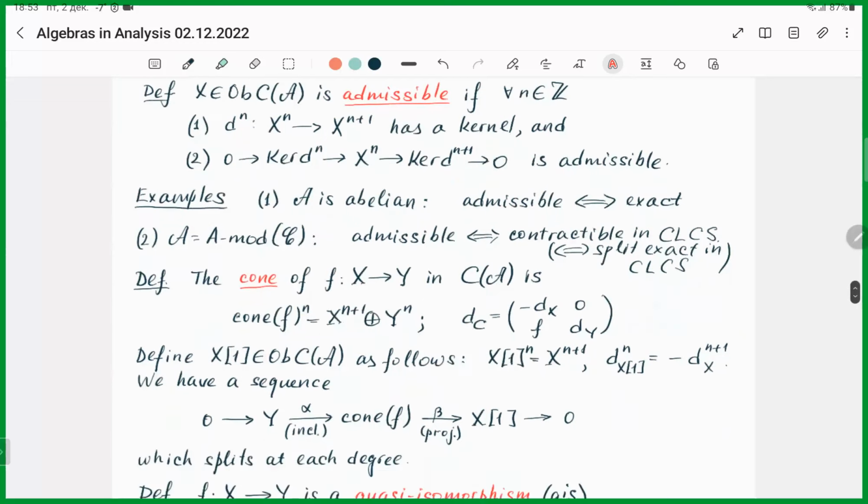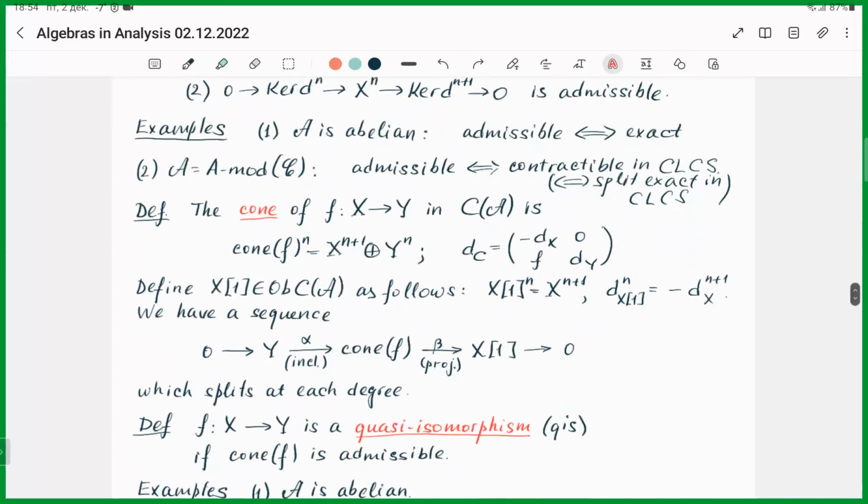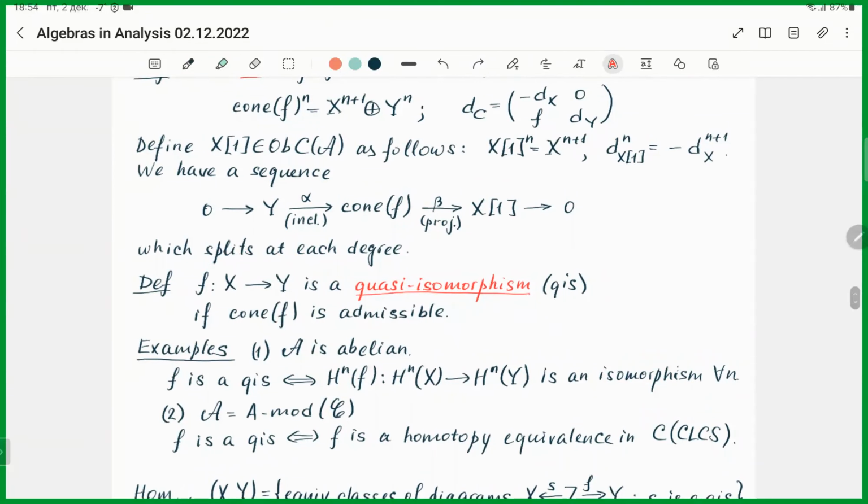Now, once we have a morphism F from X to Y, we can construct a sequence of the following form, which is quite natural. So alpha is just the obvious inclusion of Y into the cone onto the second summand, and beta is just the projection of the cone onto the first summand, which is the shifted complex X. And obviously, this sequence splits at each degree. By definition, a morphism F is a quasi-isomorphism if its cone is admissible. And here are two special cases.